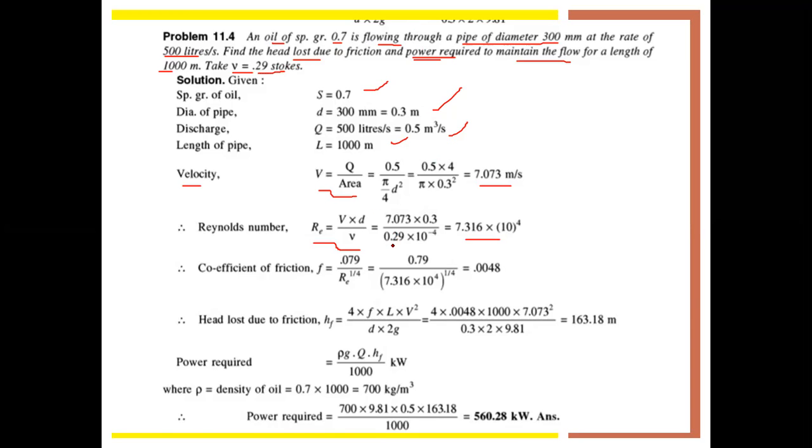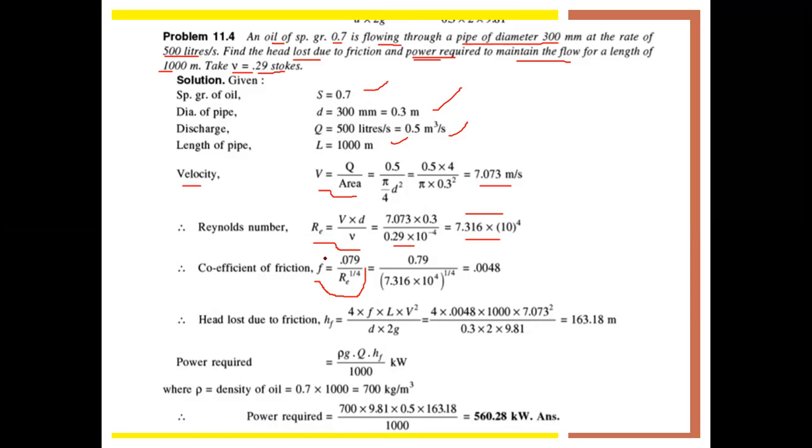Okay. Once you got this, what value do you have to take? 7.316 into 10 to the power of 4. It is exceeding the 4000 limit, therefore it is turbulent flow. Then what is the formula you have to take for turbulent flow? This is the formula. Once you got the Reynolds number value, since it has no units, you have to check whether it is less than 1000 or more than 4000.